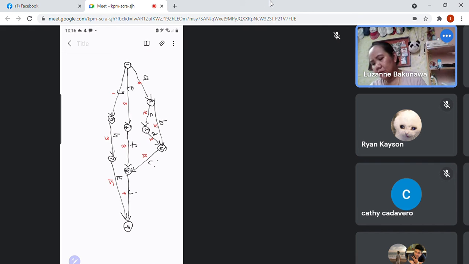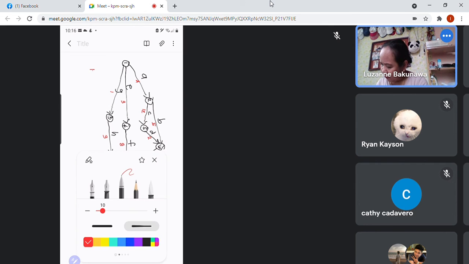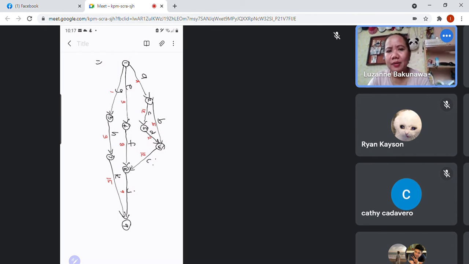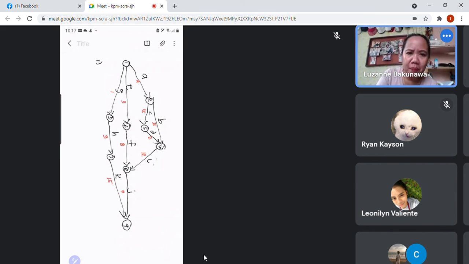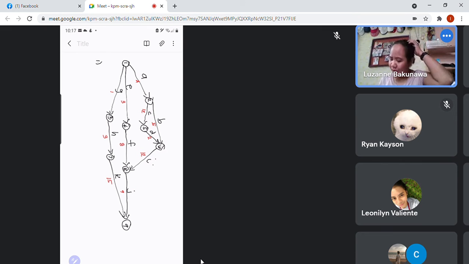Let's identify the different paths. Give me one path based on the figure that we have. Not the critical path yet, just a path.